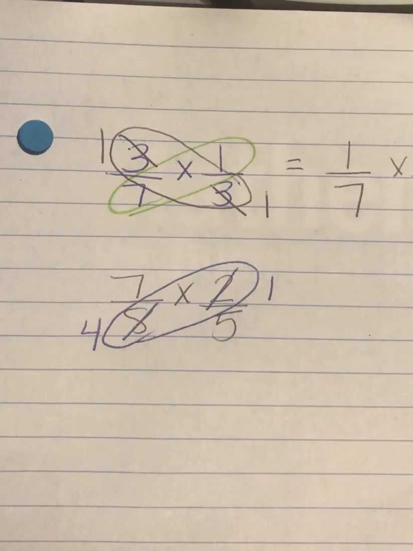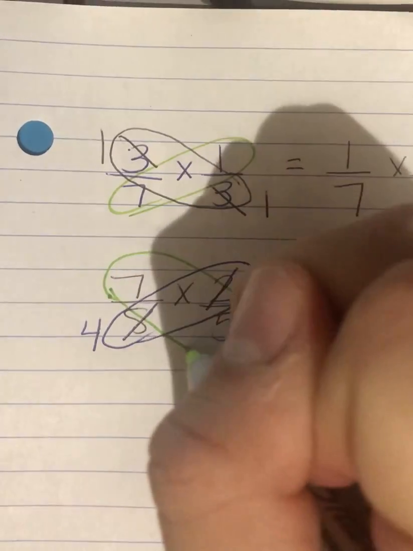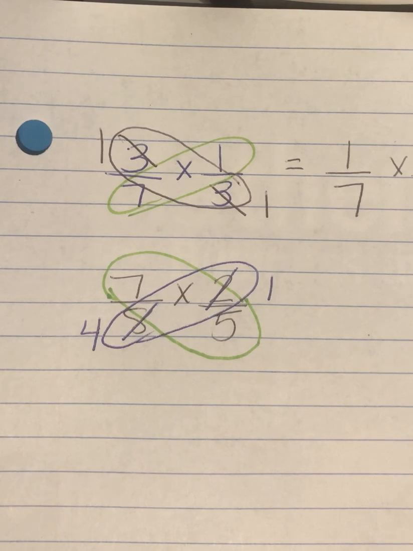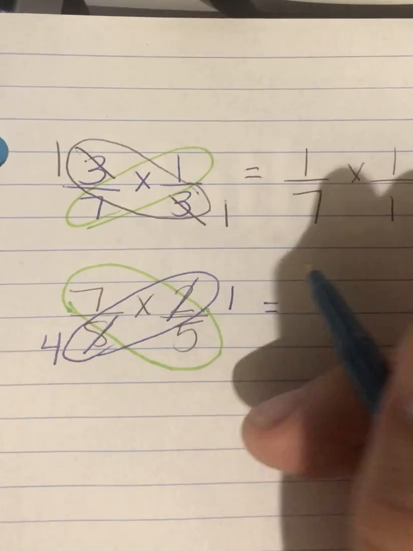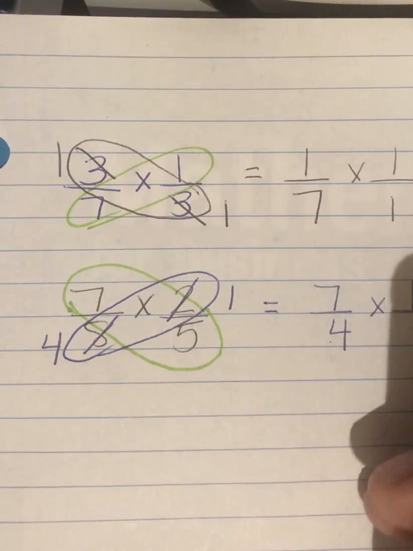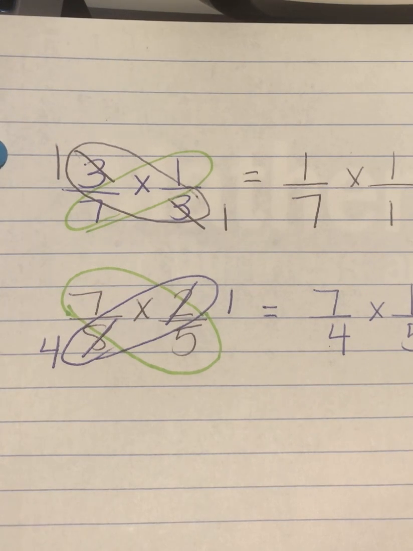I circle the next pair of opposite numerators and denominators. 7 and 5 don't have a common factor, so I just leave it alone and I rewrite as 7 over 4 times 1 over 5. Let me do one more and then we will stop here.